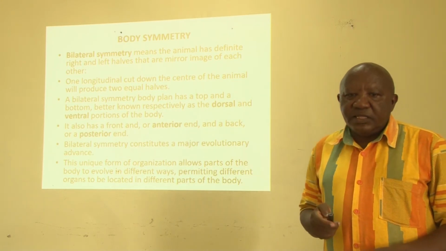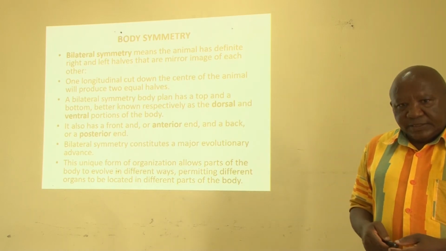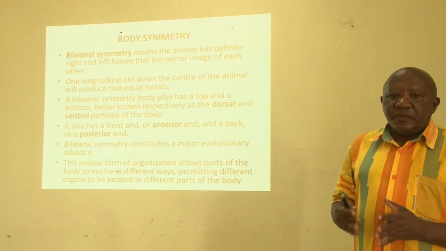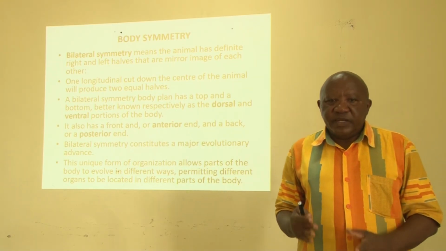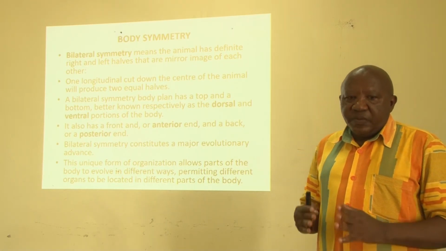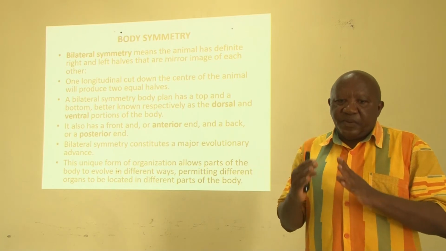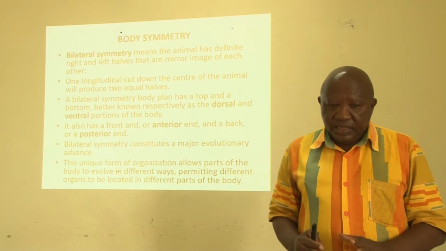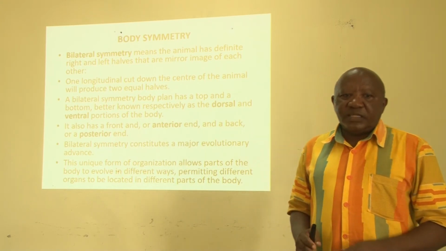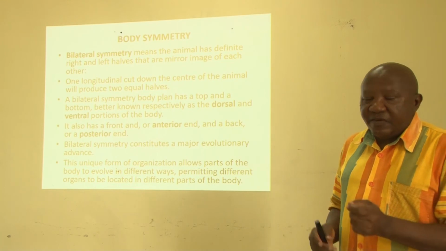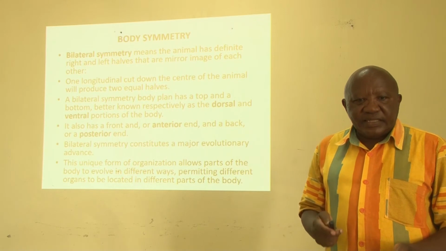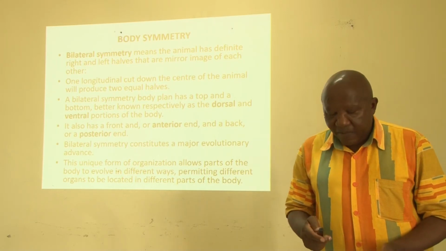Bilateral symmetry constitutes a major evolutionary advance. This unique form of organization allows parts of the body to evolve in different ways, permitting different organs to be located in different parts of the body. Let me repeat this. This unique form of organization allows parts of the body to evolve in different ways, permitting different organs to be located in different parts of the body.